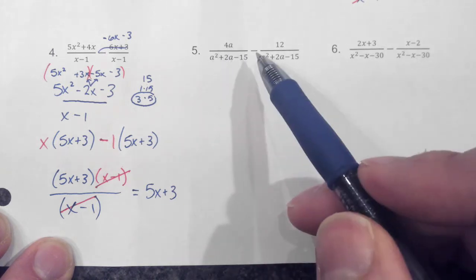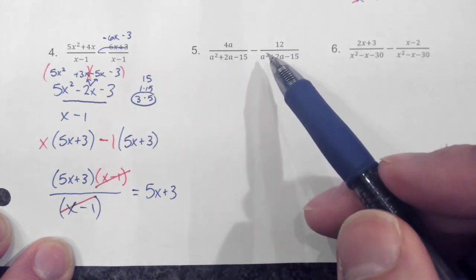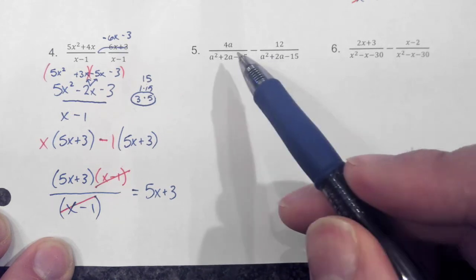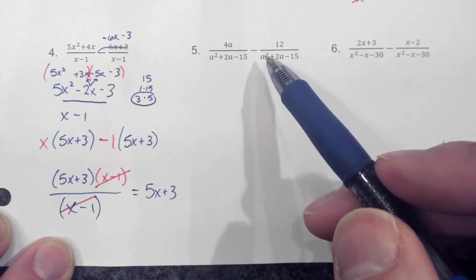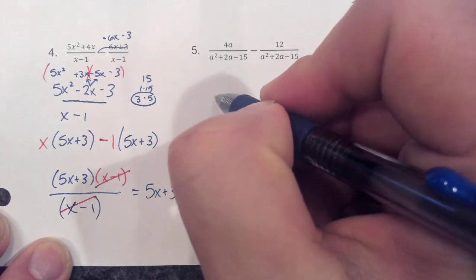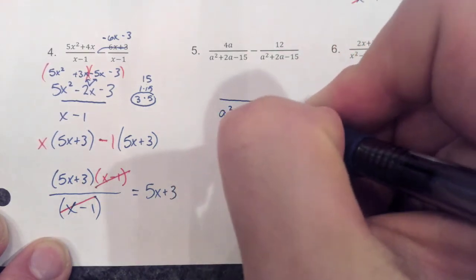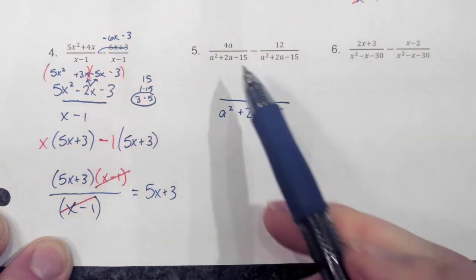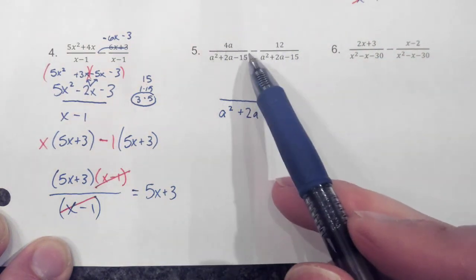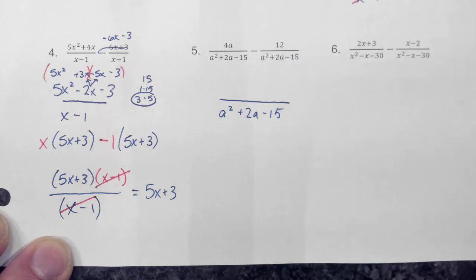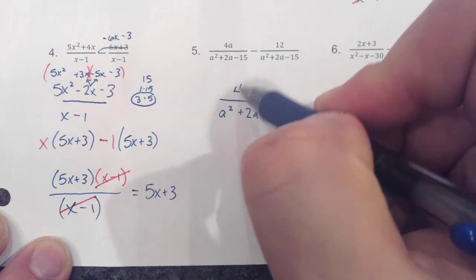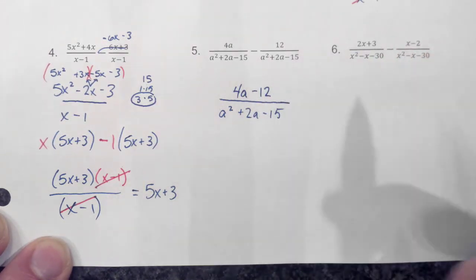I have this minus that. I look at the denominators. They're already the same. So I would put it over that common denominator of a squared plus 2a minus 15. And then my numerators, 4a minus 12. Well, there's really nothing that you can put together there, so it's just going to be 4a minus 12.